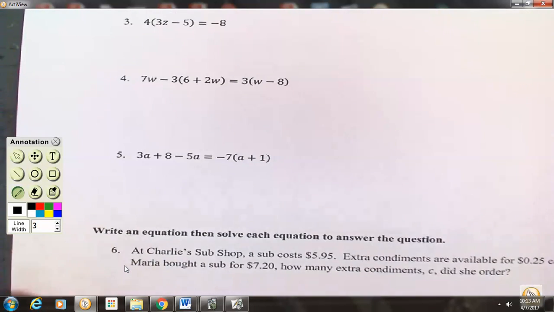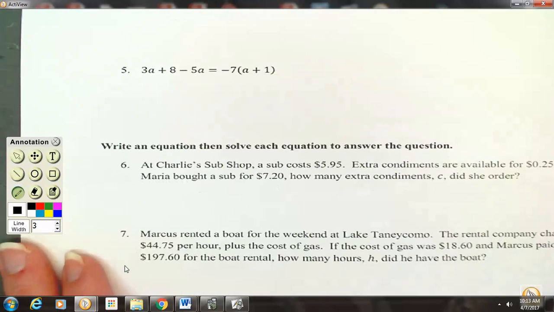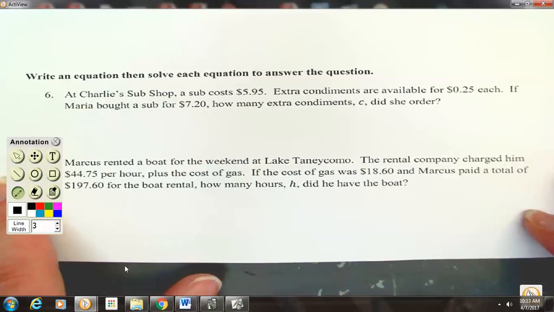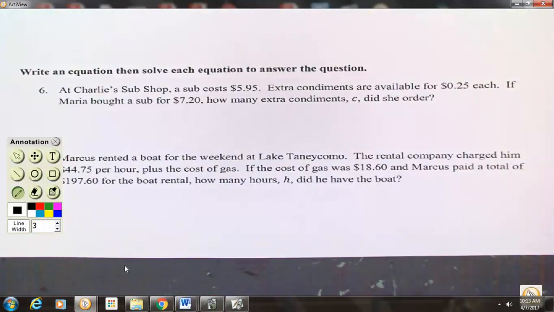Let's look at the word problem down here, number 6. I'll help you guys set it up, and then I'll let you solve. It says to write an equation, then solve each equation to answer the question. At Charlie's Sub Shop, a sub costs $5.95. Extra condiments are available for 25 cents each. If Maria bought a sub for $7.20, how many extra condiments C did she order?